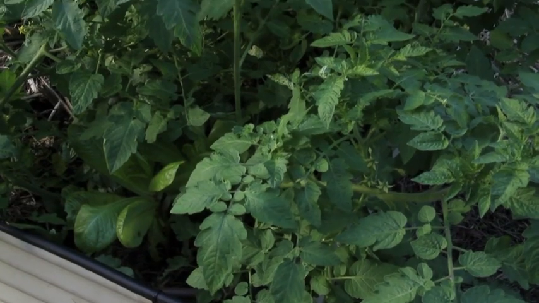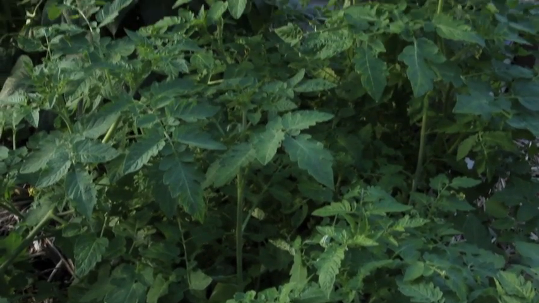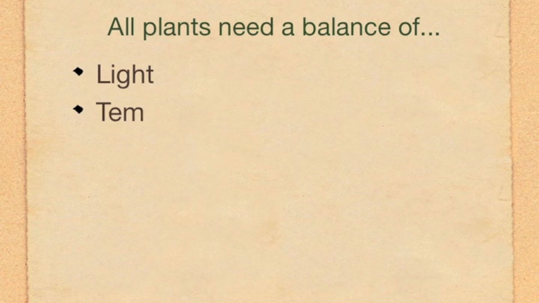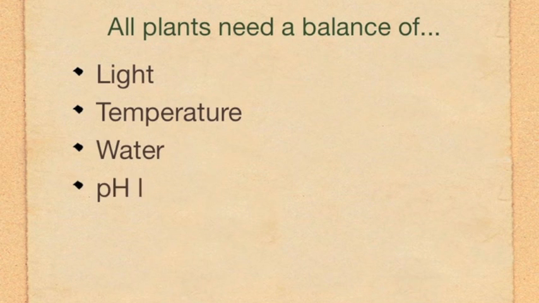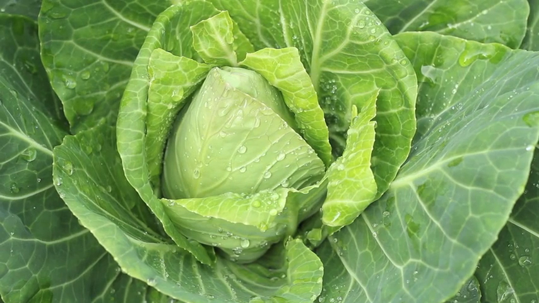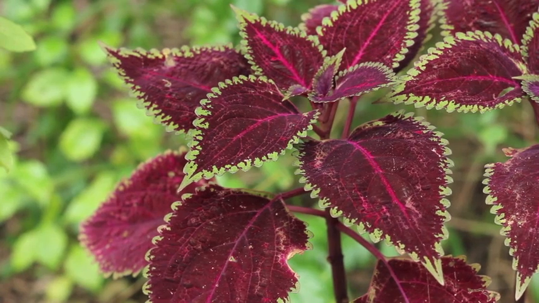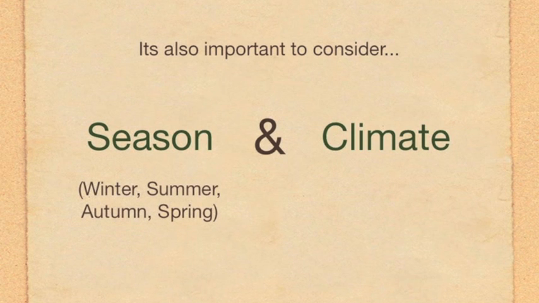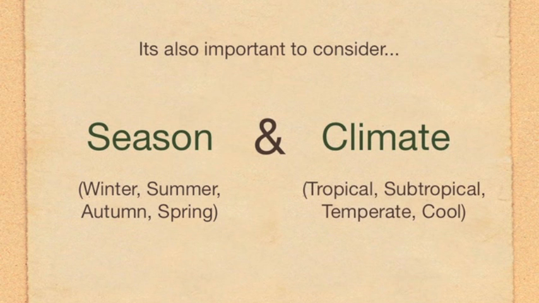You also need to consider the growth factors, or what do the plants need to grow. All plants need a balance of light, temperature, water, correct pH level, correct soil conditions, and also nutrients. This will vary between plants, so it's a good idea to get to know your plant's needs. It's also important to consider the season and your climate. Choose plants suitable to grow in the current growing season and also in your climatic conditions. For example, tropical, subtropical, temperate or cool.